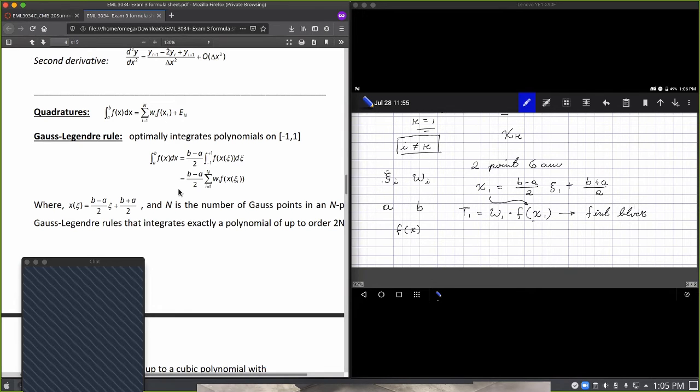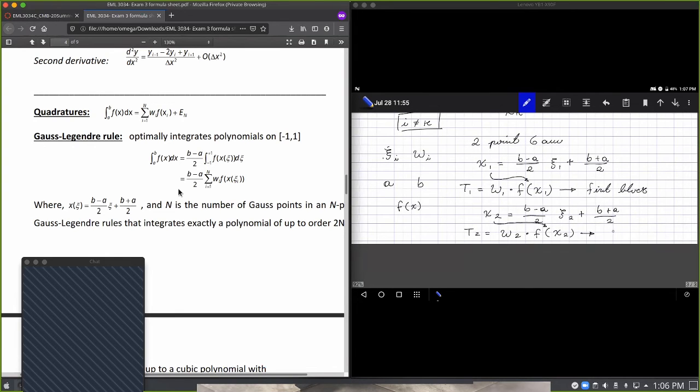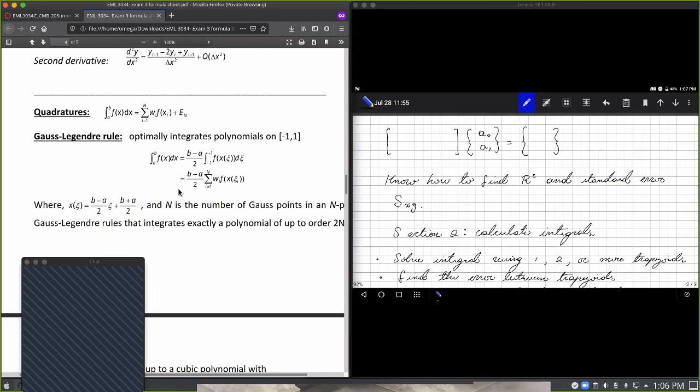That will be my first block, and then I will do the same for the second x because I'm doing a 2-point. So this will be b minus a divided by 2, multiplied by the second psi value that I'm given, plus b plus a divided by 2. Then I'm going to calculate my second section, which will be the second weight multiplied by my function evaluated at my second x. That will be my second block. It's always easier if you separate it into sections.